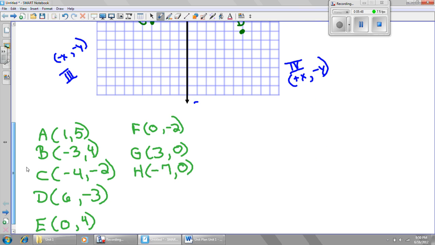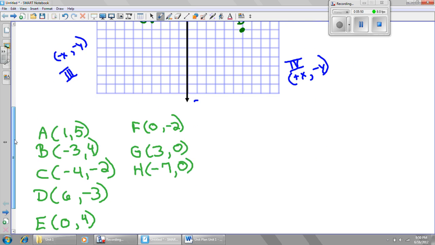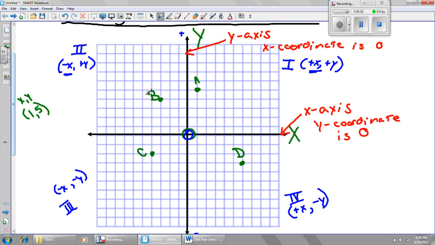All right. Point E is at (0, 4). Now, kids get this one wrong a lot. Put your pencil at the origin. Move 0 in the X direction. I just moved 0. Did you see it? Now I'm going to move 4 in the Y direction. 1, 2, 3, 4. There's point E. Remember that when the X coordinate is 0, you're on the Y axis.